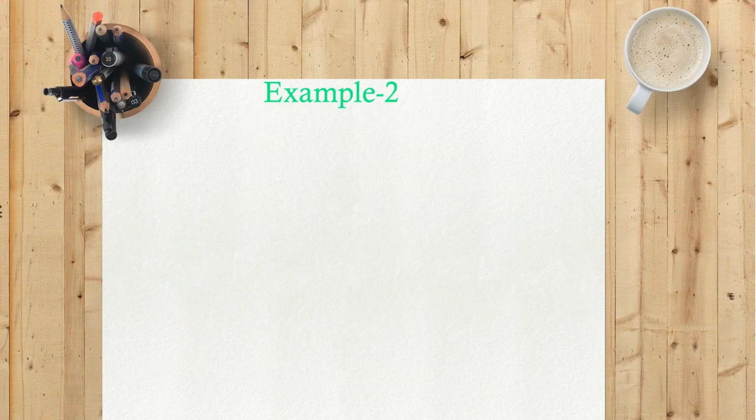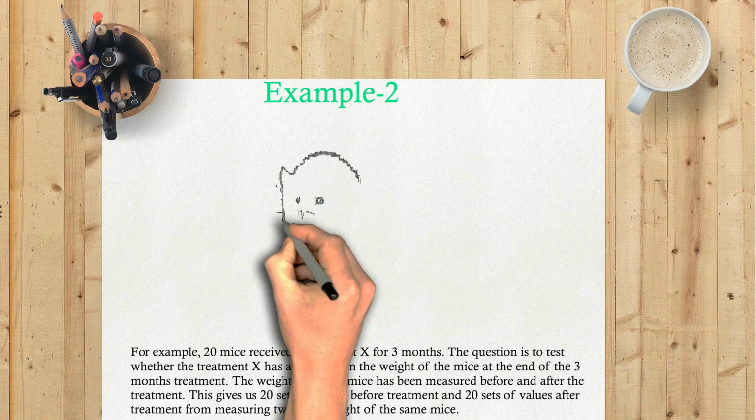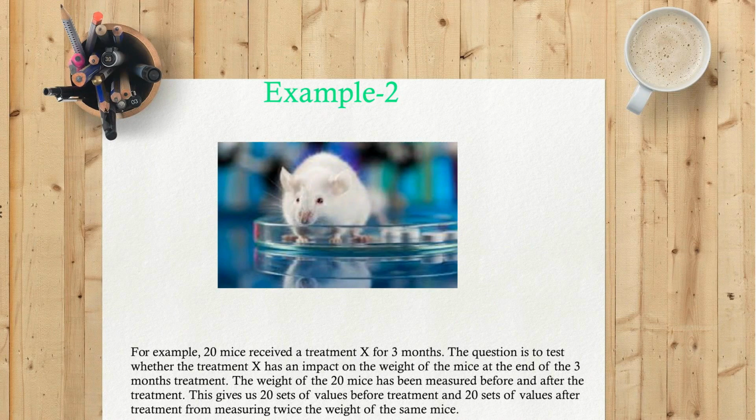Example 2. For example, 20 mice received a treatment X for 3 months. The question is to test whether the treatment X has an impact on the weight of the mice at the end of the 3 months treatment. The weight of the 20 mice has been measured before and after the treatment. This gives us 20 sets of values before treatment and 20 sets of values after treatment from measuring twice the weight of the same mice.